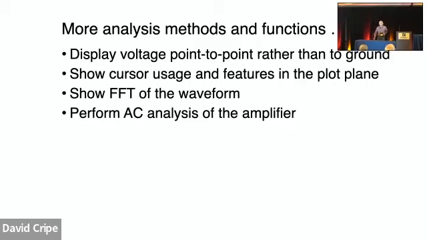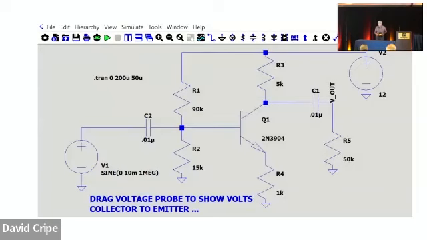I want to show some stuff about cursor usage because they're super useful and you use them all the time in frequency and time domain. So I'll be using those a lot. I want to show how you can do an FFT of the waveform. Then you can see your harmonics. You know, we look at sine wave and say, yeah, it looks like a good sine wave. But if we do the FFT, we can really learn something about it. Then we'll do an AC analysis of this amplifier.